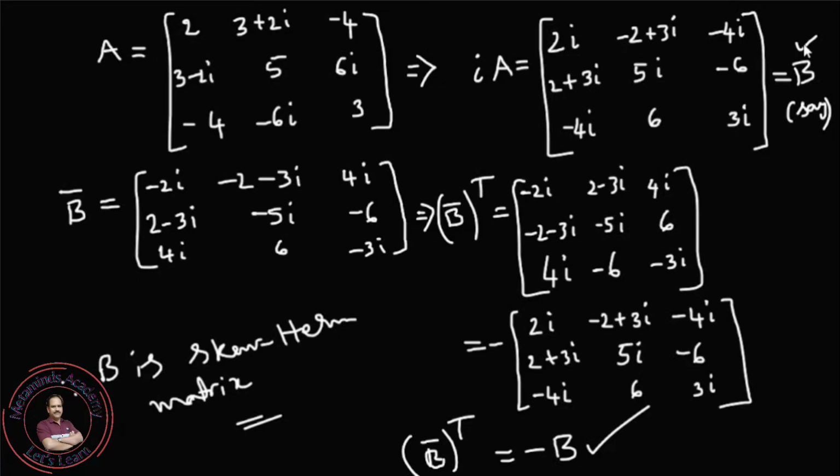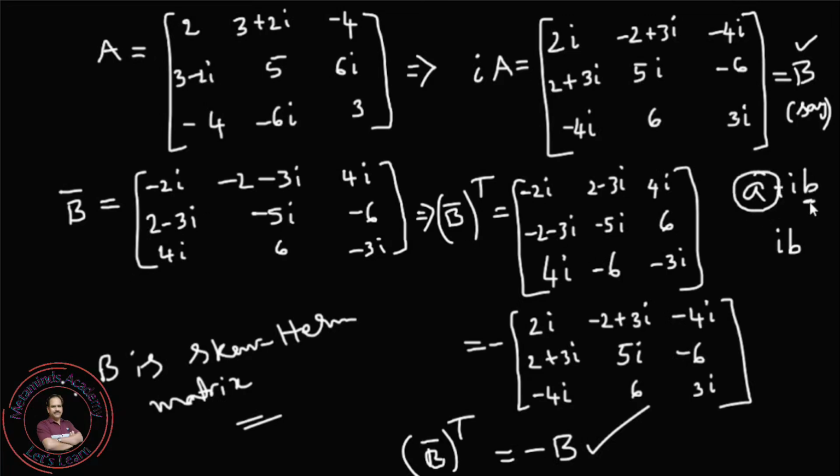So what are the principal diagonal elements of B? 2i, 5i, 3i. They are purely imaginary. What is the difference between purely imaginary and a complex number? A plus ib is a complex number. ib is a purely imaginary number. Purely imaginary means there is no real part.